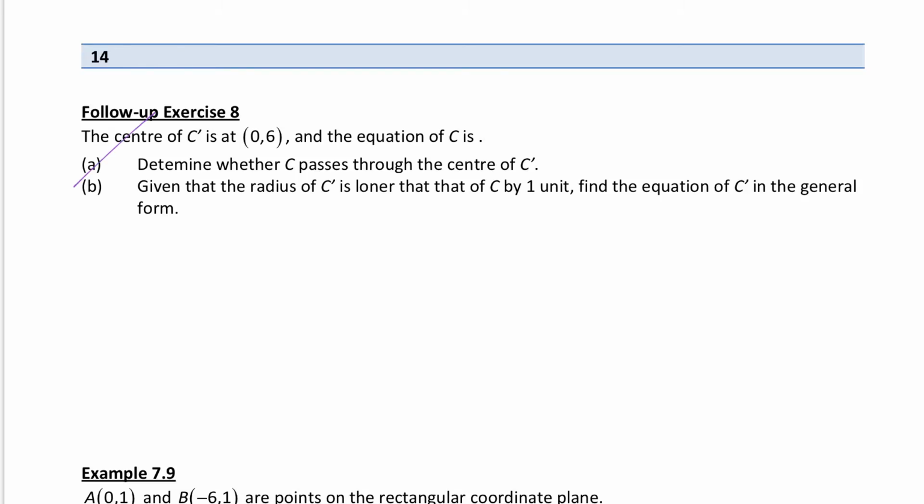For exercise 8, you may skip it because we missed some information. Okay?